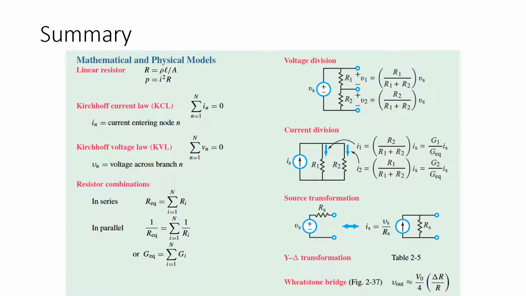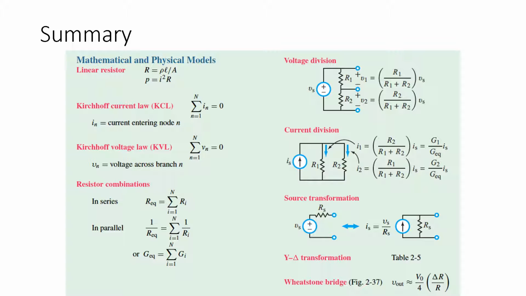Kirchhoff's current law essentially is saying that if you pick a node, the currents coming into the node have to equal the currents coming out of the node. Kirchhoff's voltage law is saying that in any given loop that you go through, the sum of the voltages has to equal 0.